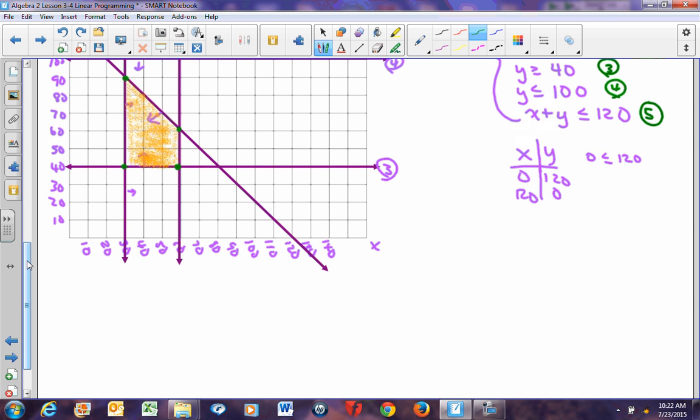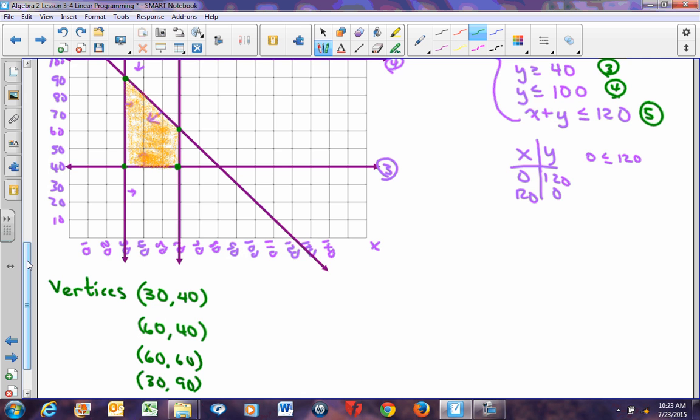The vertices are, if we look at this, 30, 40. I'm just going to go around the figure. So going more to the right, I now have 60, 40. And then I have 60, 60. And last but not least, I have 30, 90. Those are my 4 vertices.